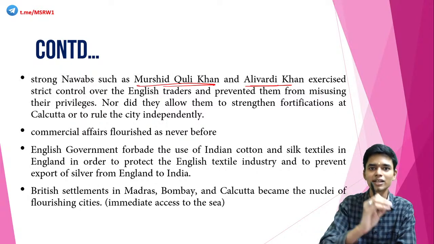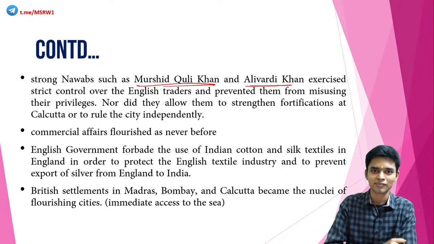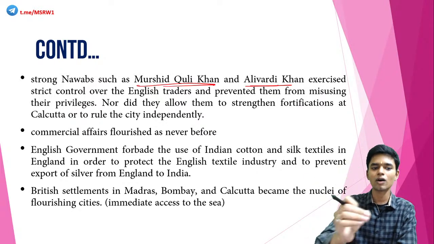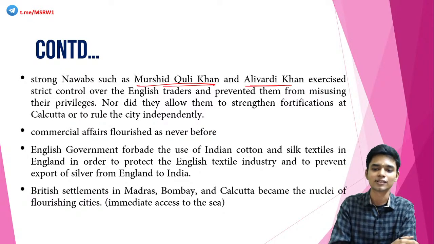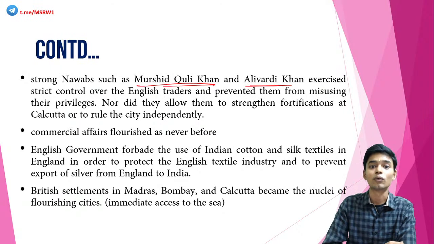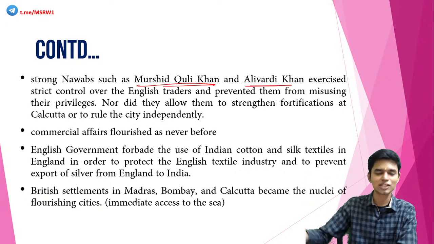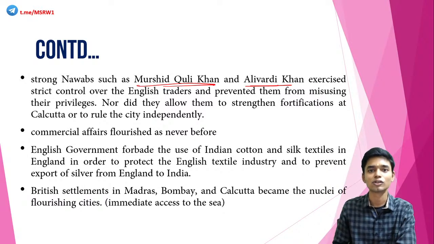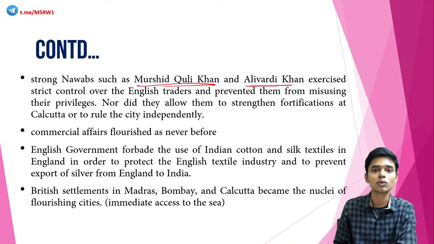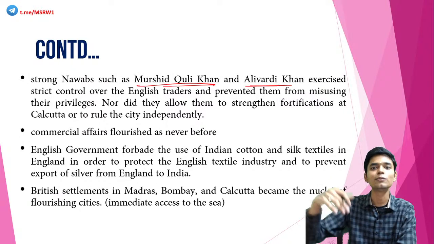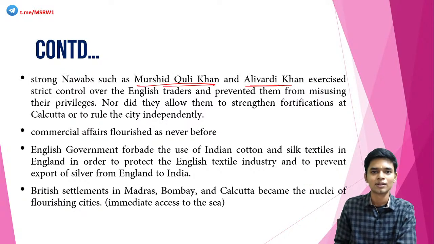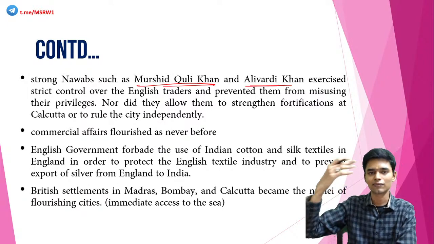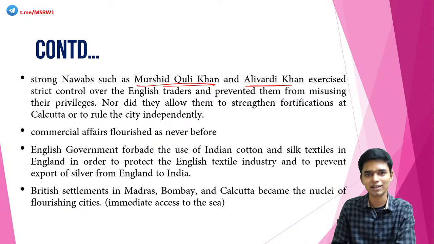They did not allow the British to misuse their privileges. They were still very strong, very able commanders. Neither did they allow the British to fortify their settlements. Fort William will come eventually, but the British settlements in Bengal at the initial time were not allowed to be fortified. Why? Because these strong rulers knew that fortifying these areas would give the British some advantage, and they did not want that to happen. But despite this, you have to understand that as far as the East India Company is concerned, their trade was flourishing. A high amount of trade was still happening.